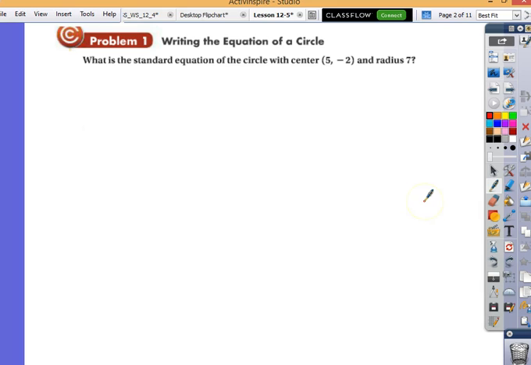So the first thing I would do is I would write out the generic form of the standard equation of a circle, which is off of your formula sheet, and that's just as simple as writing down x minus h squared plus y minus k squared equals r squared. Don't have to memorize that. That's on your formula sheet. And then it's just as simple as plugging in the numbers where they go. We don't even have to math anything.